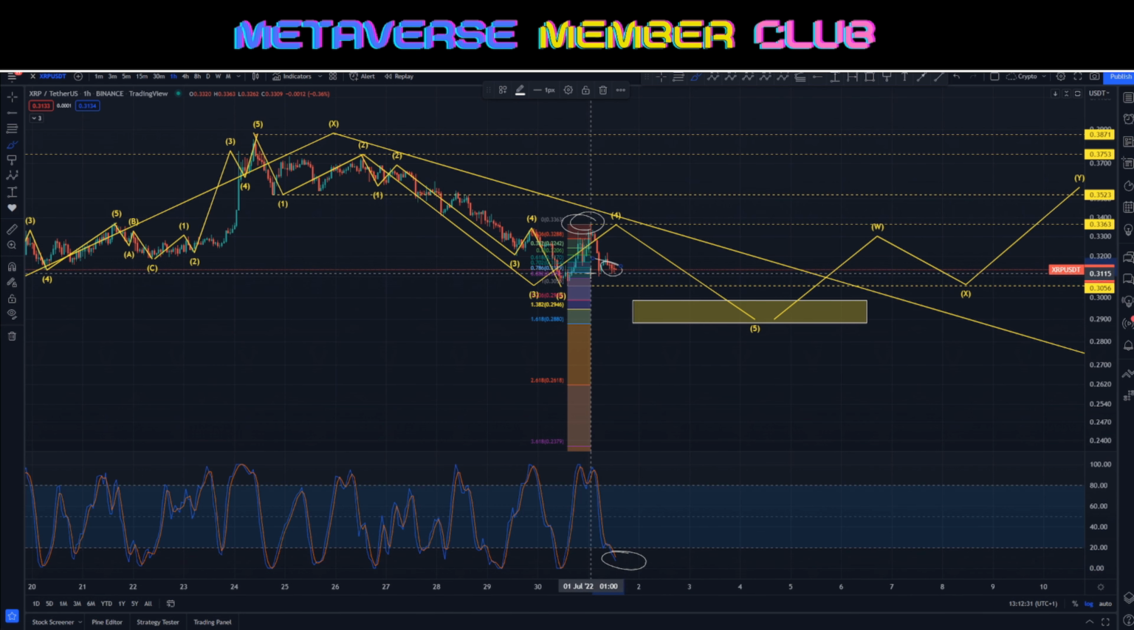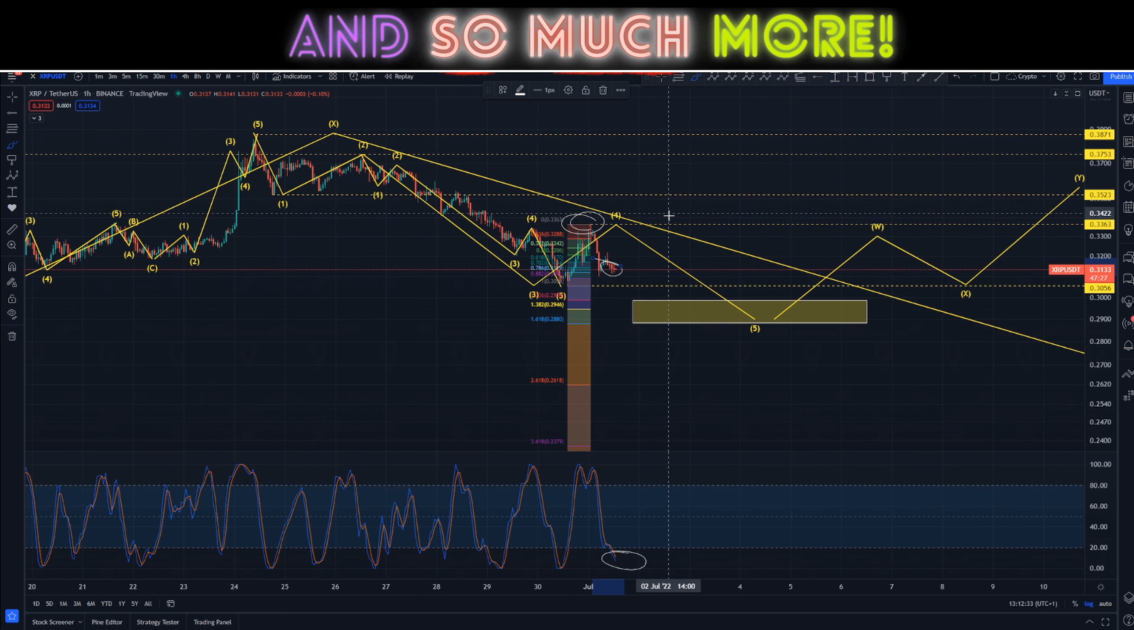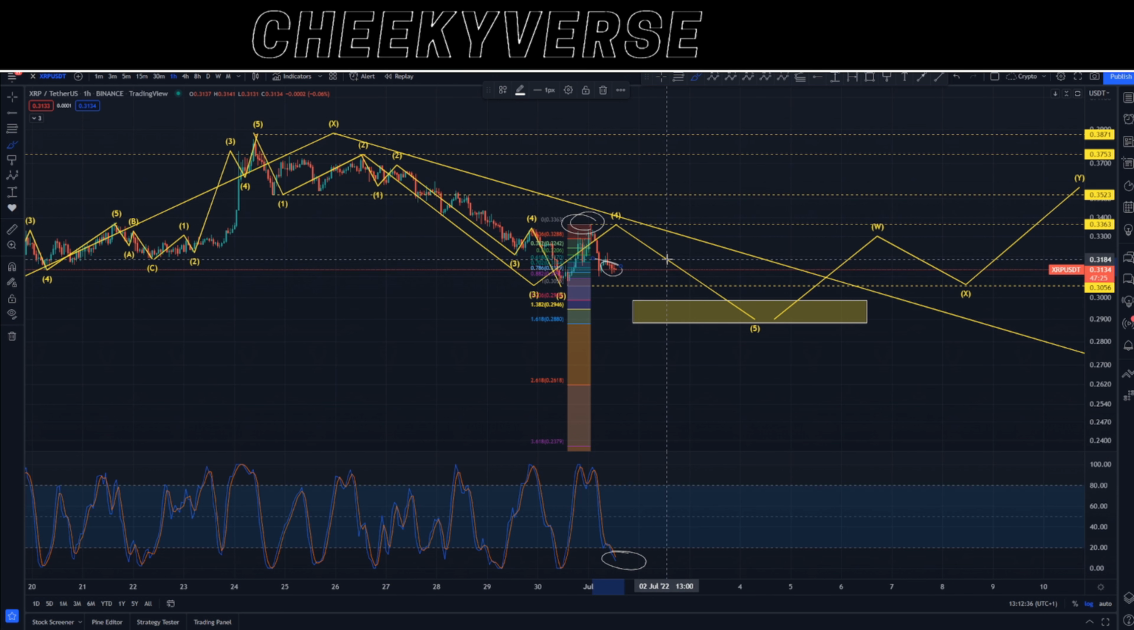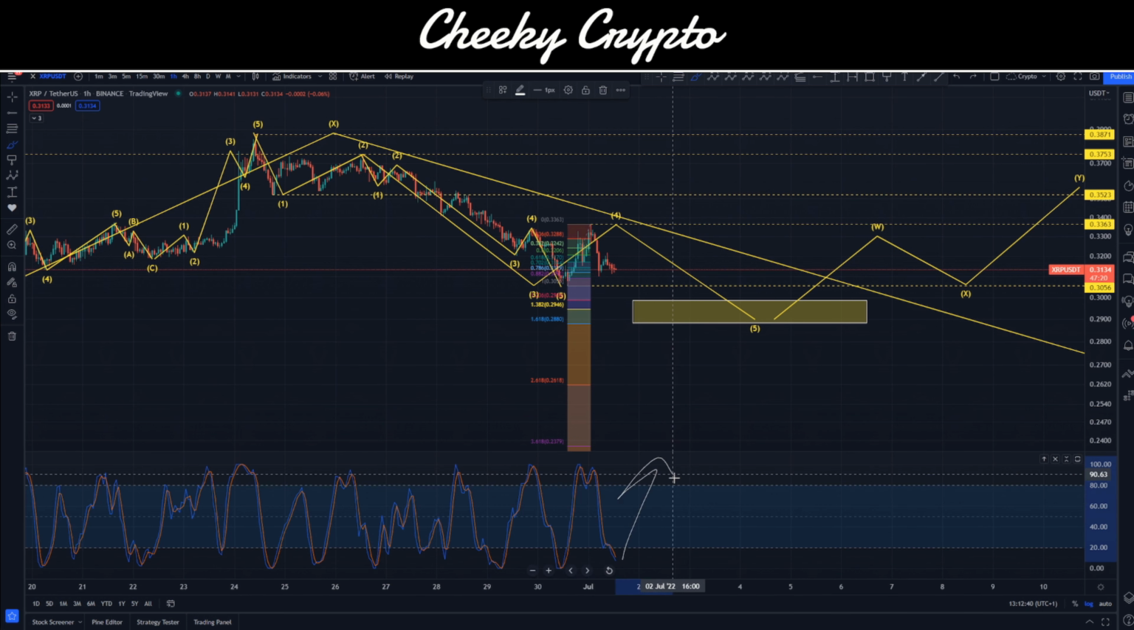Okay, so this actually is indicating that we might see that surge upwards, right? We might be heading towards that 34 cent range. So we're looking to potentially move our hourly stochastic RSI up to the overbought area.